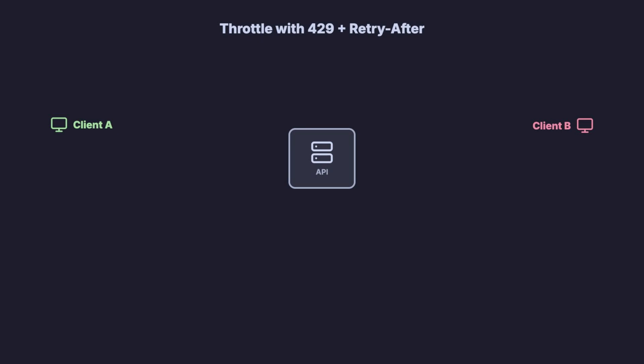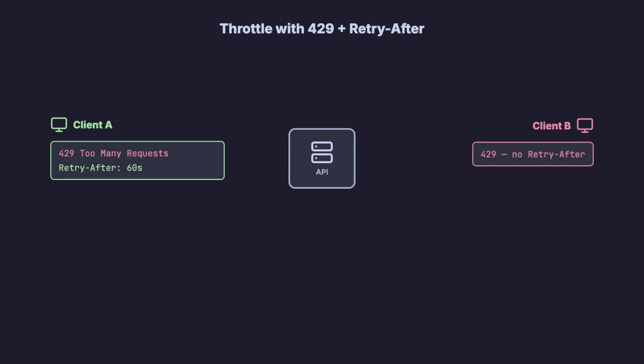When you do throttle, always return a proper HTTP 429 status code, along with a retry-after header indicating how many seconds to wait. This lets well-behaved clients back off automatically. Without that header, they might retry immediately and waste even more resources.